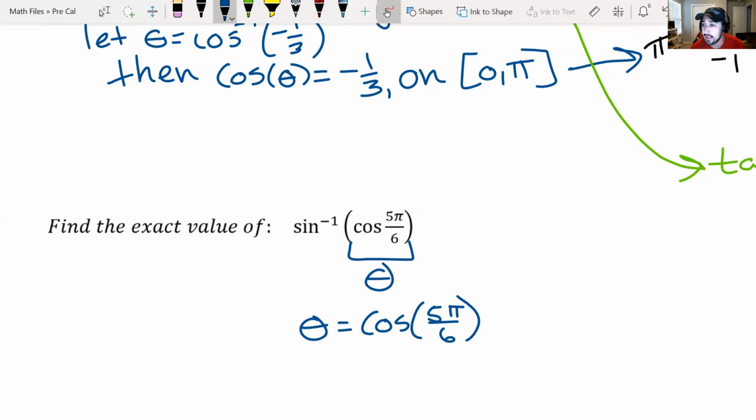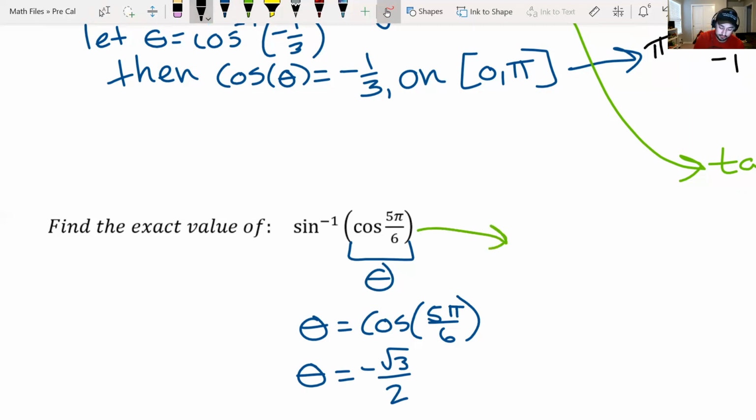Okay, and hopefully no need for an inverse trick, because all you have to do now is look at your unit circle and ask, what is the cosine of 5 pi over 6? The cosine of 5 pi over 6 should be negative square root 3 over 2. Okay. So now we come to our substitution.